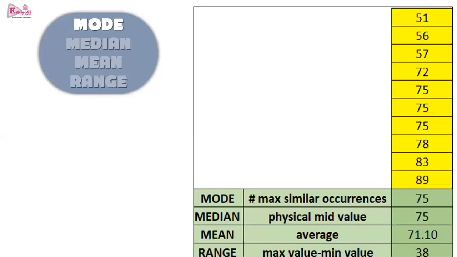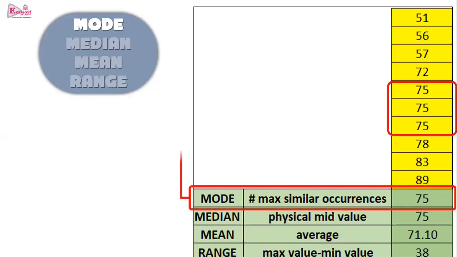Mode is actually the value which has been repeated maximum times. Like you see 75 here. 75 is appearing in this data set. I have sorted this data for your convenience. In real life, you wouldn't get sorted data; you have to manage that. So here 75 is the mode because 75 is appearing multiple times in this data set.